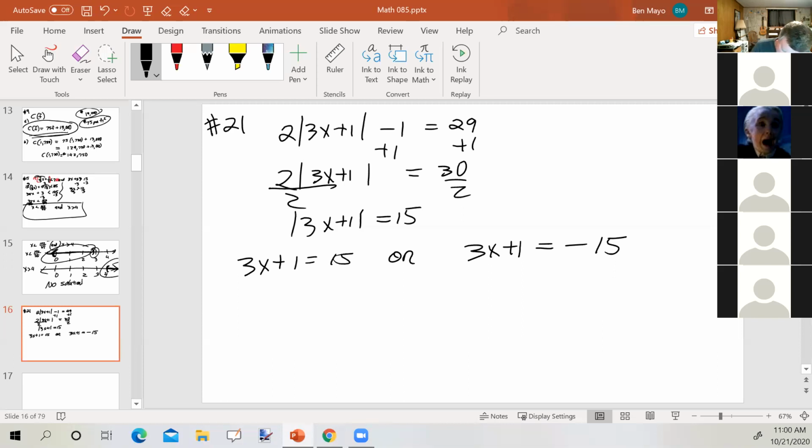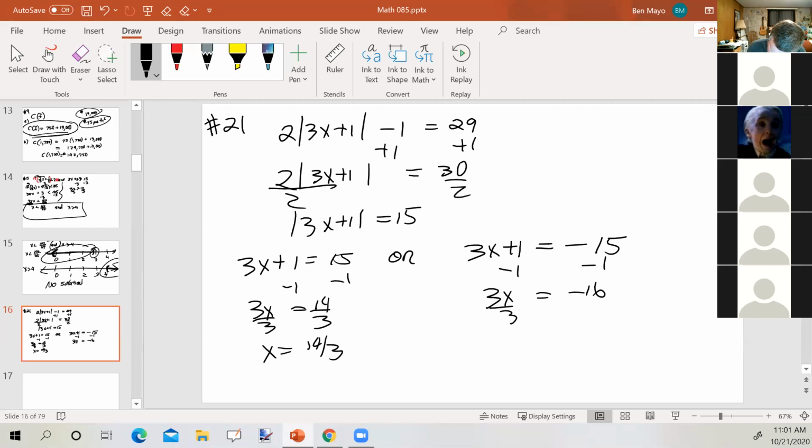The equation on the left, I'll subtract 1. 3x is 14. Divide by 3, x is 14/3. The equation on the right side, subtract 1. 3x is -16. Divide by 3, x is -16/3. All right. So there's your two answers. Do you want me to check my work or go on?